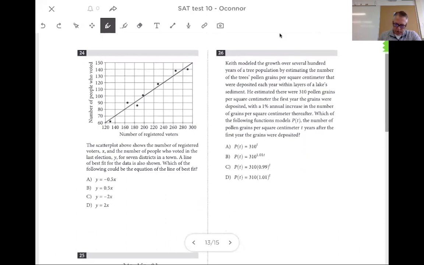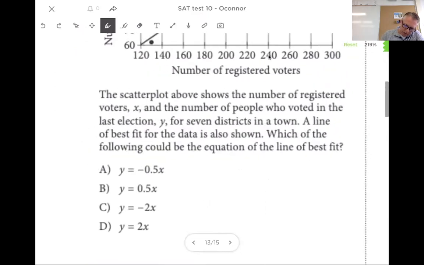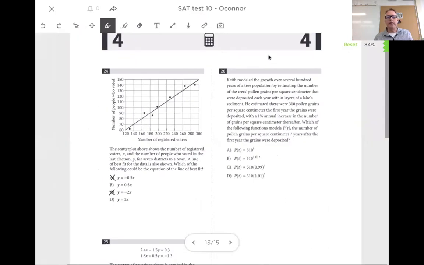It shows the number of registered voters, x, and the number of people who voted, y, for the districts in town. What is the line of best fit? So the very first thing I look at here is that it has a positive slope. Since it has a positive slope, I know that C is not the answer and A is not the answer. So now I've got a 50-50 chance of guessing. Not bad. Just by knowing that the slope is positive, and all of you guys can do that.